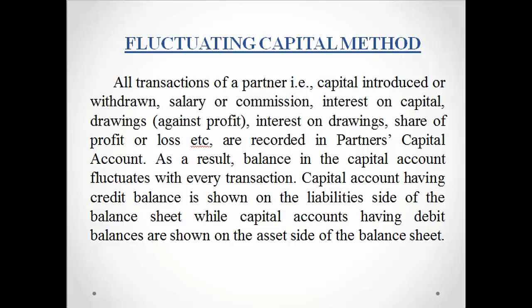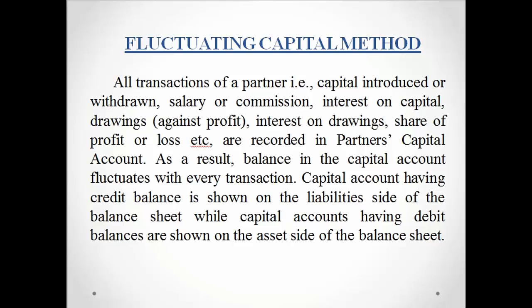When we look at the heading, fluctuating capital simply means the capital balances of the partners are going to fluctuate due to the various transactions like interest on capital, salary, commission, etc. Right? So the meaning of fluctuating capital is that the capital balance of each partner is going to fluctuate due to the various transactions made by the partner with the firm.